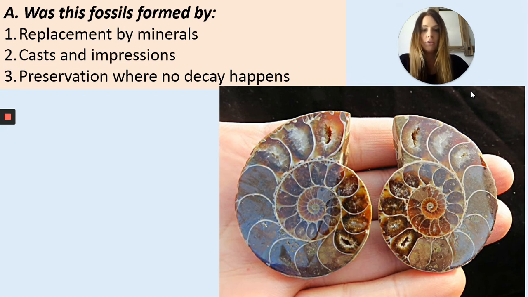Letter A. So have a look at this picture of the fossil. Was it formed by replacement of minerals? Was it formed by a cast or an impression? Or was it preservation where there's no decay that's happened at all? Have a guess if you don't know. 1, 2, or 3. So the answer to that one is 1. Well done if you got that right.